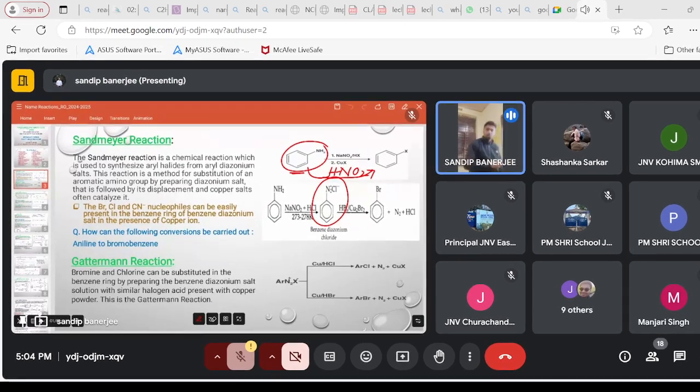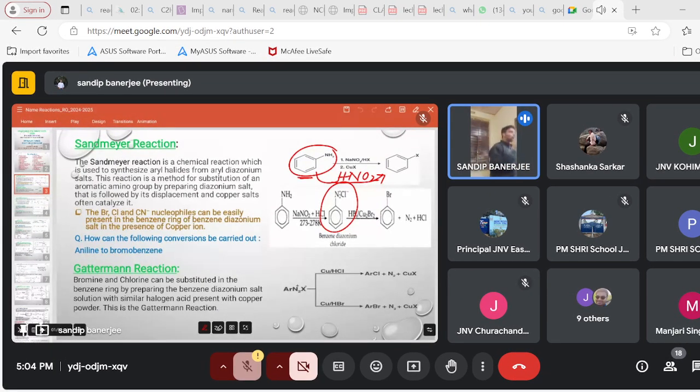that's why aqueous NaNO2 and dilute HCl under ice cool condition, that is 273 to 278 Kelvin temperature, you will first get this intermediate. After that, the second step is actually the Sandmeyer. In the second step, Sandmeyer, you have to use your copper halide and halo acids like your HCl, HBr, etc. So by this process, you can get not only chlorobenzene or bromobenzene, but also the cyanobenzene compound, basically.